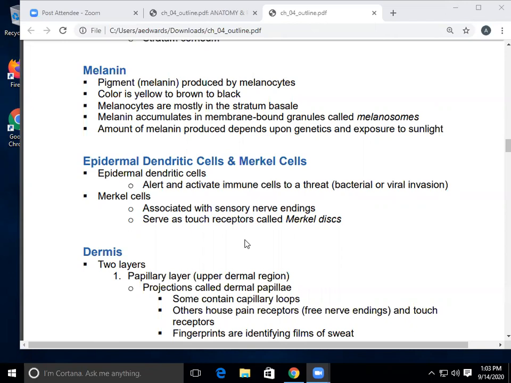The amount of melanin produced depends on genetics, as well as exposure to sunlight. Unless you're an albino, everybody makes a certain amount of melanin. Some of us make more melanin than others, but everybody has a certain amount. Obviously, depending on where you're from, you may have genes that have you make more or make less. But unless you are albino, you're going to be making some melanin.